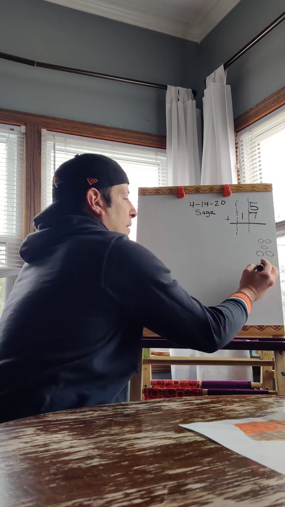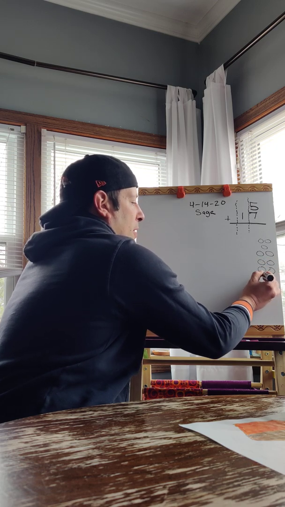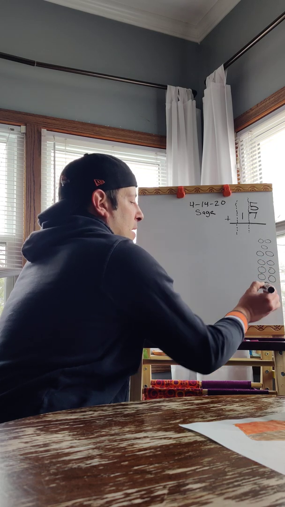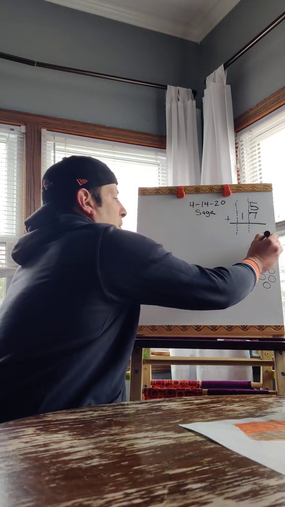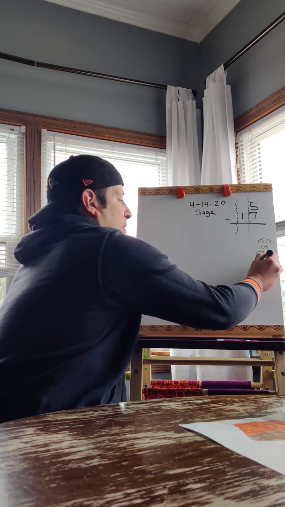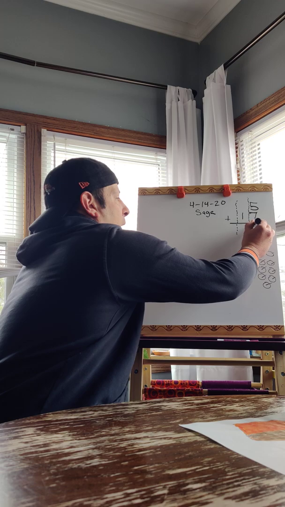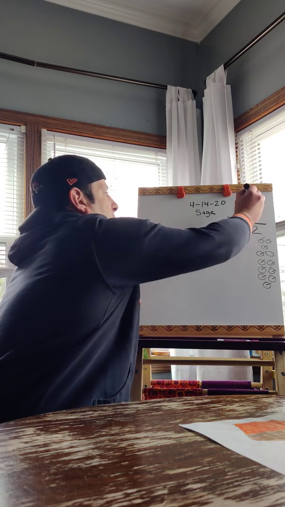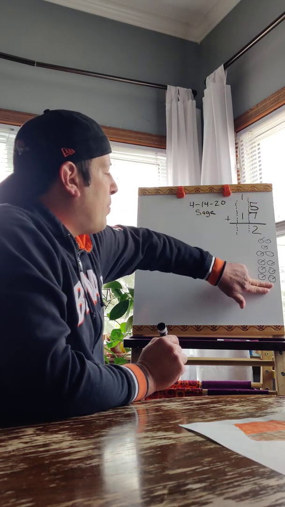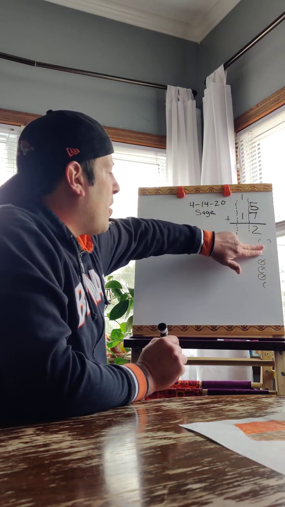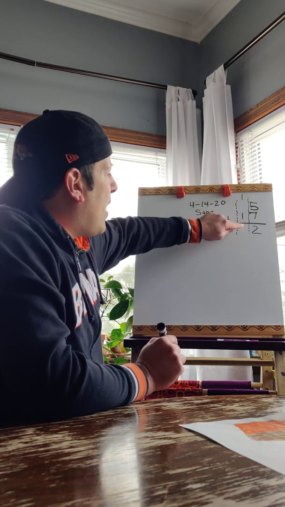Now I'm going to add 7 more beach balls. 1, 2, 3, 4, 5, 6, 7. And I count them all together. 1, 2, 3, 4, 5, 6, 7, 8, 9, 10, 11, 12. I'm going to put 2 here, and 1, I'm going to put in this column. This column is all complete now, so I'm going to erase my beach balls, and I'm going to focus on this column.